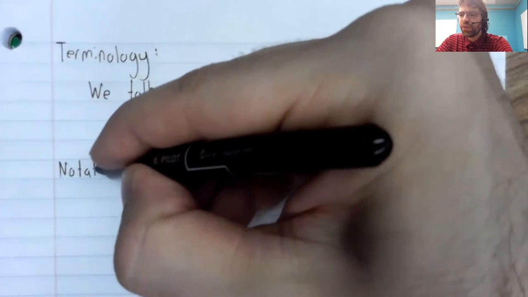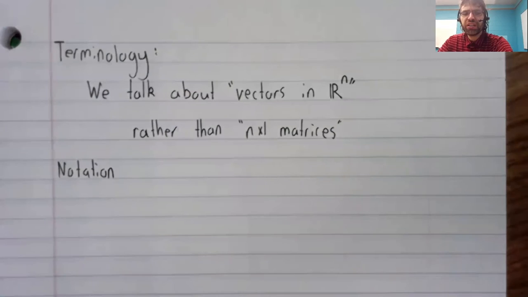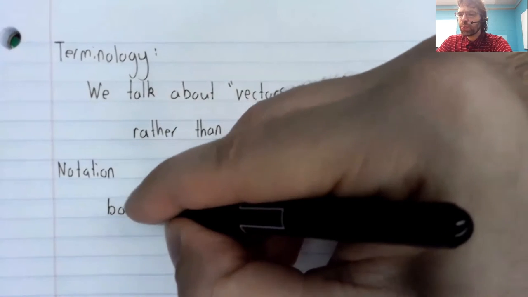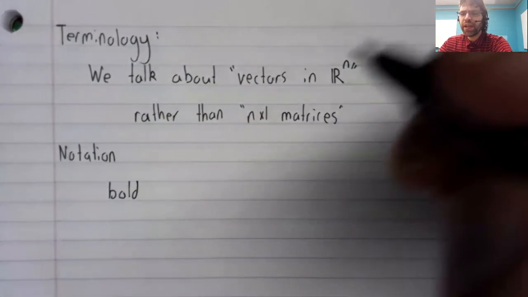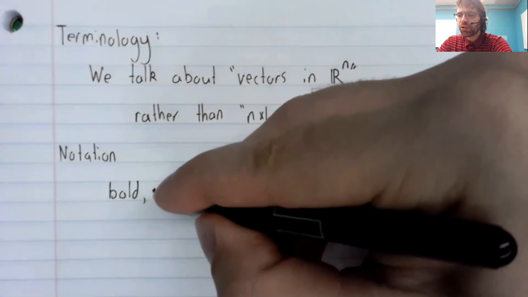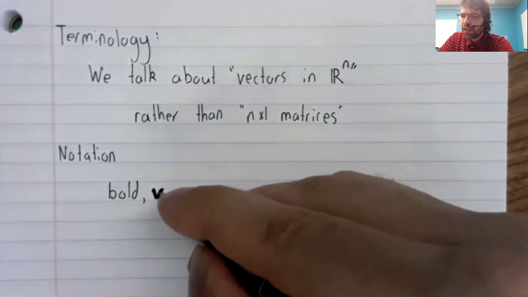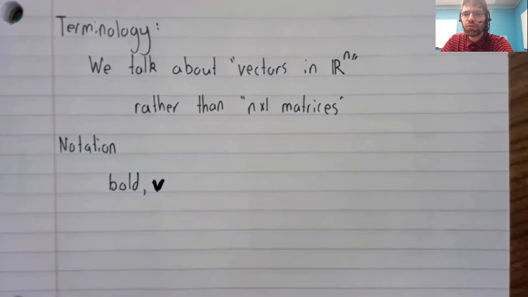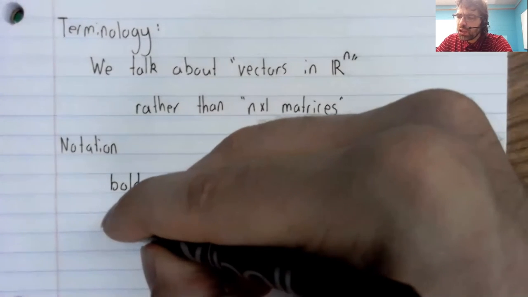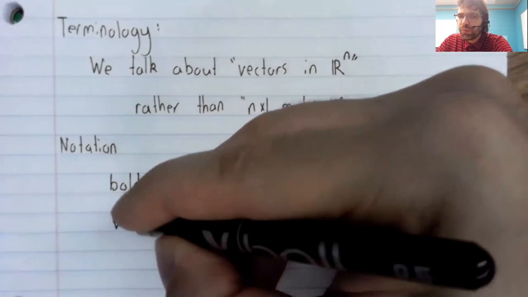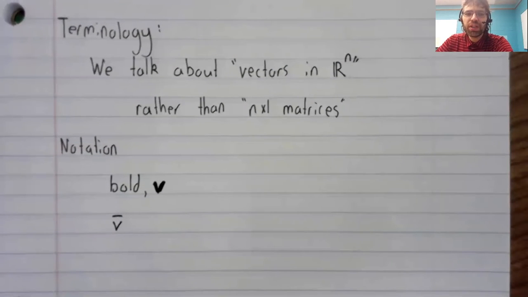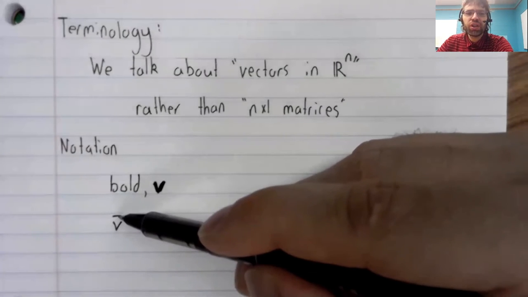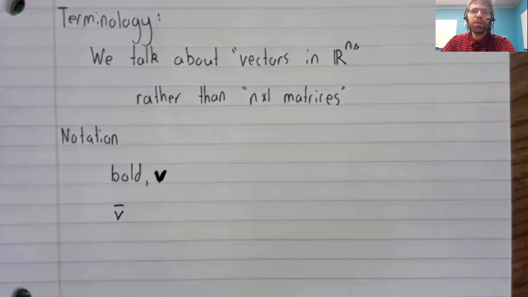Similarly, they get their own notation. In your textbook, vectors will be represented by lowercase bold letters, and also in my written notes as lowercase bold letters. In these videos and in my classroom, where we're writing by hand and bold is hard to do, vectors are written as lowercase letters with little bars above them.